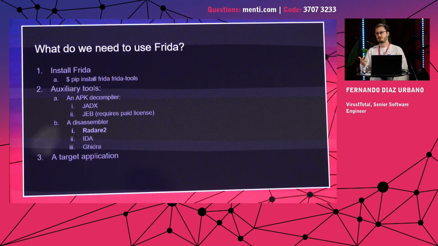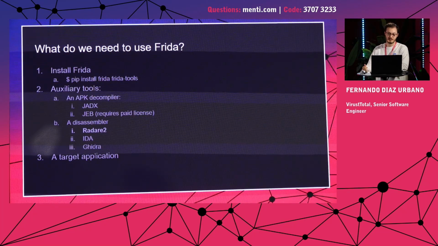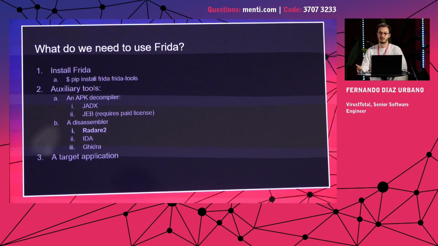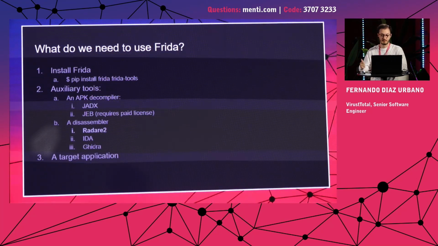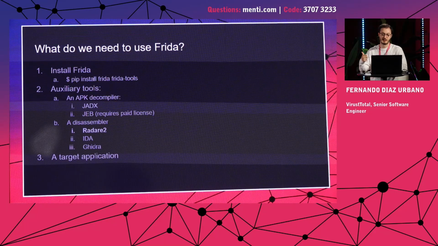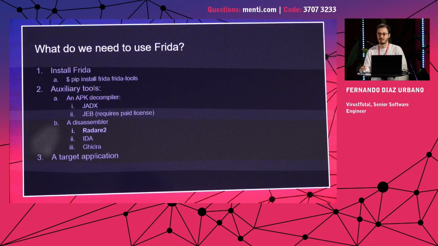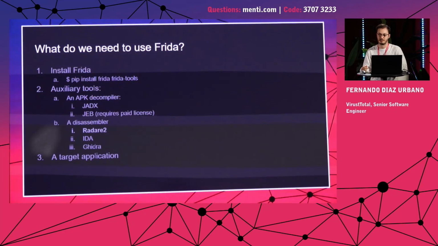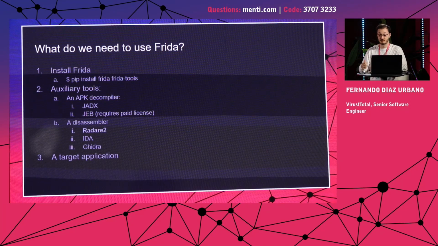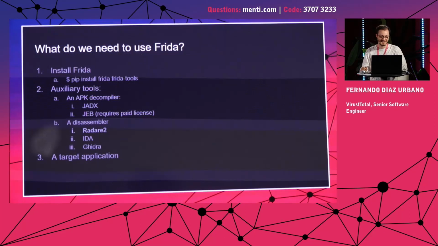Of course, today we are going to be working with an Android application, so we need some auxiliary tools to actually instrument, because we need to know what we are going to work with. So we need a decompiler. You can have JADX, which is free, or you can use JEB, which is a commercial one. And then you need a disassembler, because sometimes libraries need to be reverse engineered. And of course, you need a target application.